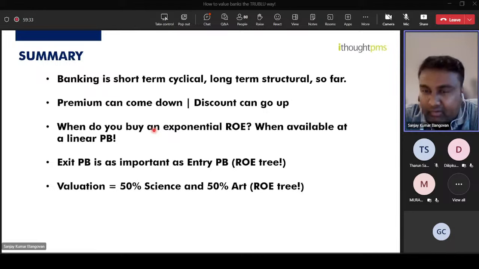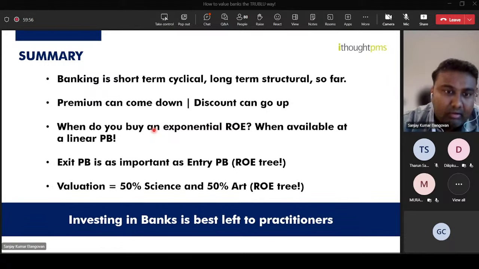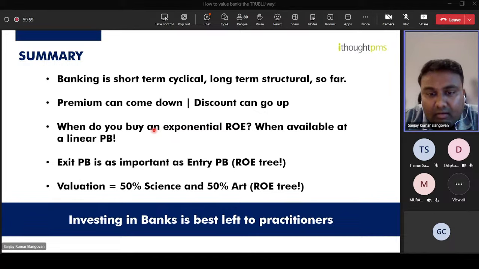So all of this boils down to ROE, and there's something called the ROE tree, which is what we study. We look at how the ROE, the final figure, let's say 16% for HDFC Bank, how is it arrived at? How are they able to do it? Will it be sustained? All of the answers lie in the ROE tree. That is why we believe that investing in banks is best left to practitioners like us, because we do it full time. We'll study ROE trees of various banks. We'll do relative and absolute comparisons, and we'll have a network to see what the bank is doing.